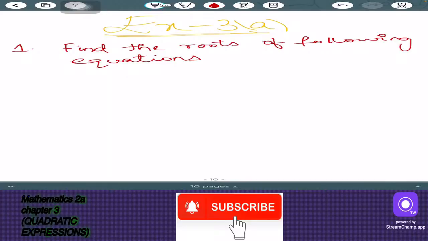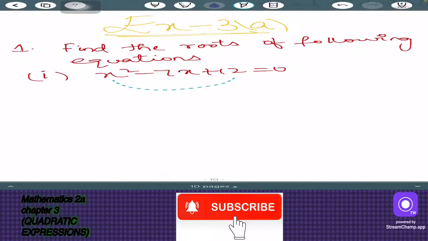First equation is x square minus 7x plus 12. So how to do? The first thing is just use your x square coefficient and multiply it with the constant term. X square should multiply over here, you will get 12x square, right?